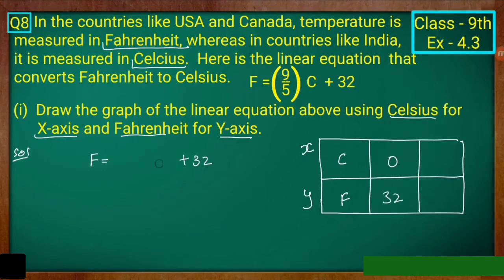Second, let's take Celsius as 5, because we can easily divide it by the denominator. Celsius is 5. Nine upon 5 into 5, at the place of C we write 5, plus 32. We can cancel 5 by 5. So Fahrenheit equals 32 plus 9, it becomes 41. Now this is the table for the first equation.